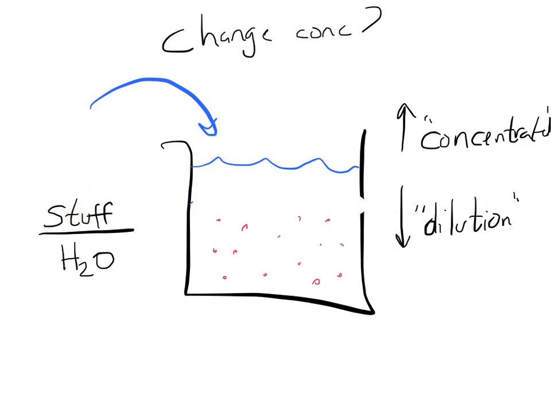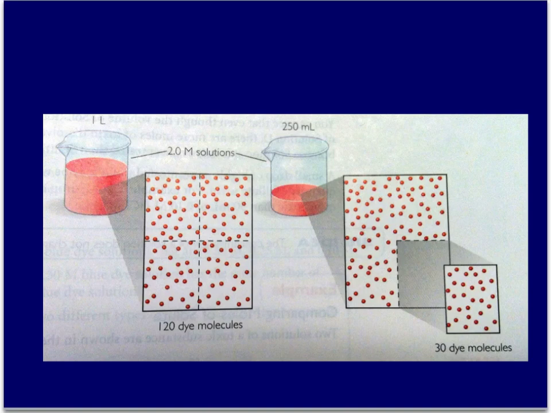I could create a more concentrated solution by getting rid of some of the water, but the trick with that one is if I get rid of some of the water, I can't also get rid of stuff. So I'd have to boil it off or evaporate it. If I were to just pour it out, I'd be pouring out stuff and water, which wouldn't make a difference to the concentration.